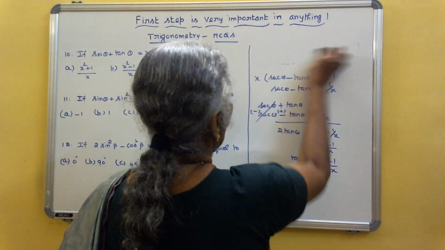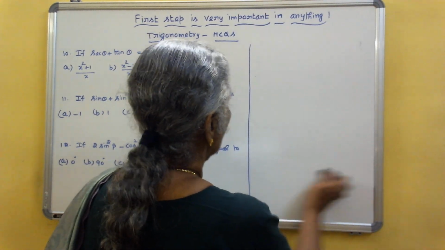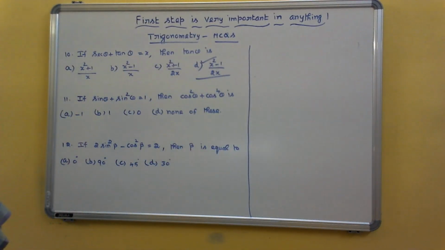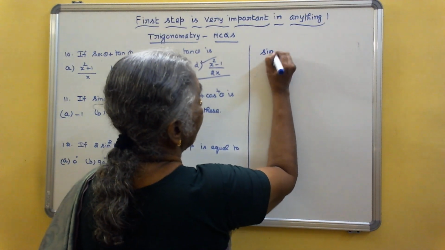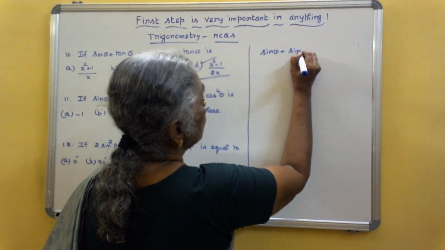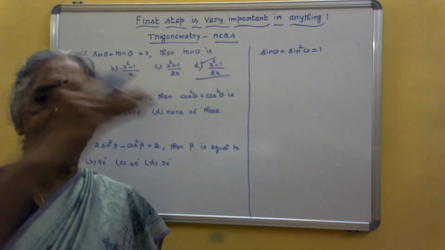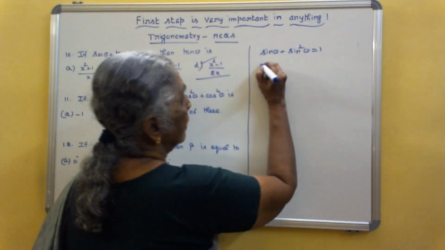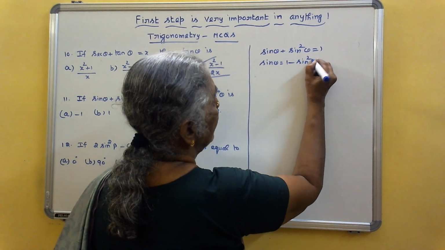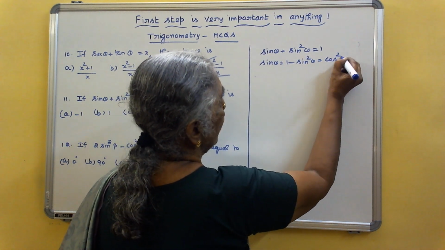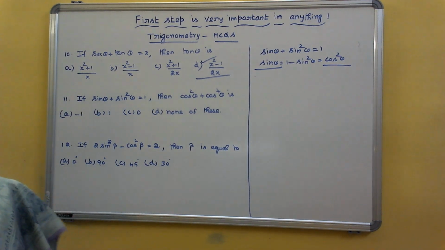If sin theta plus sin squared theta is equal to 1, then cos squared theta plus cos power 4 theta is, okay, it is given sin theta plus sin squared theta is equal to 1. Let us take that sin squared theta to the right hand side. So sin theta will be 1 minus sin squared theta, which is cos squared theta. Okay. So we get cos squared theta is equal to sin theta.